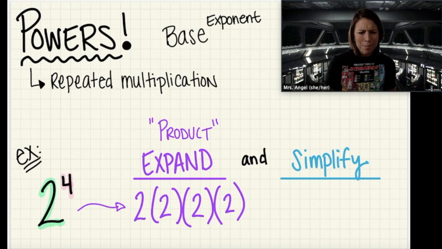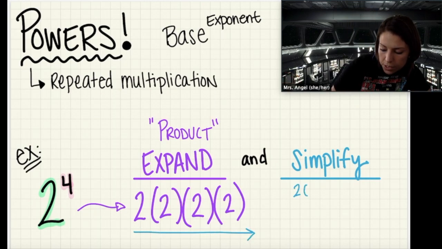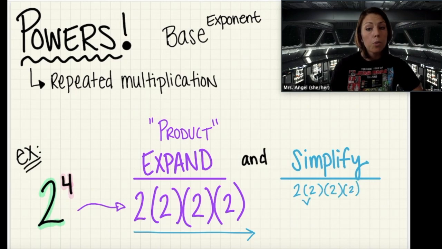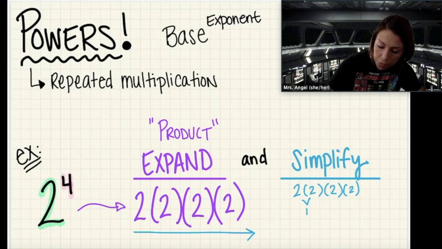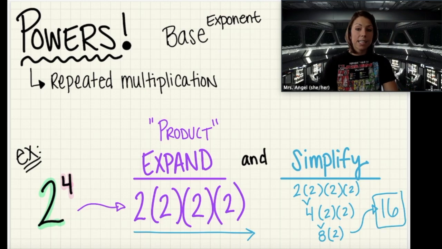Well, we know how to simplify at this point. We're just going to simplify from left to right. So at this point, I have 2 times 2 times 2 times 2. And I'm going to go one step at a time. 2 times 2 is 4. Bring down the next 2 factors. 4 times 2 is 8. Bring down the final factor. And 8 times 2 is a final value of 16.